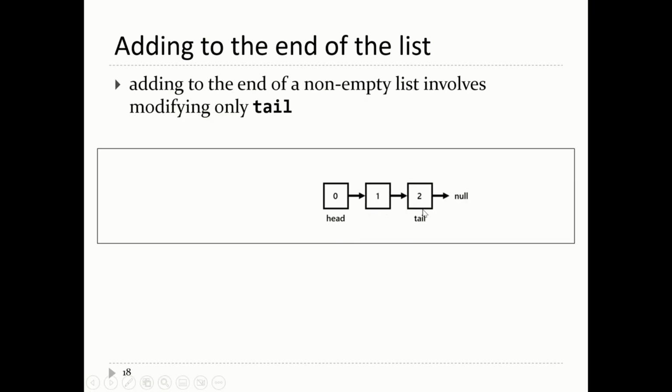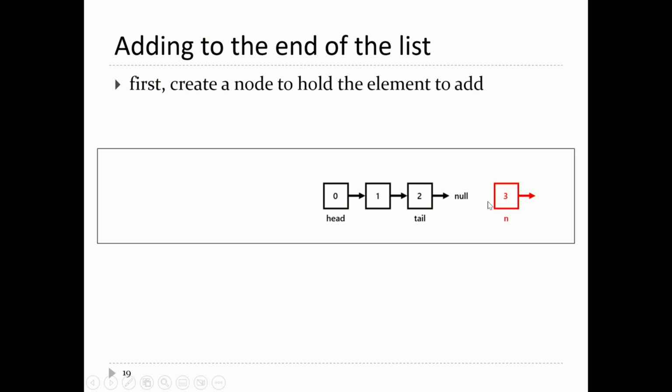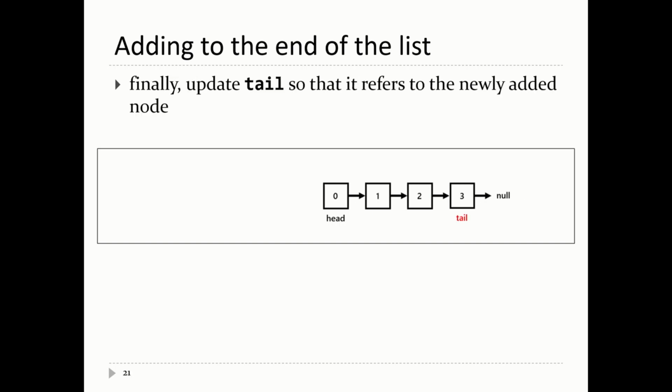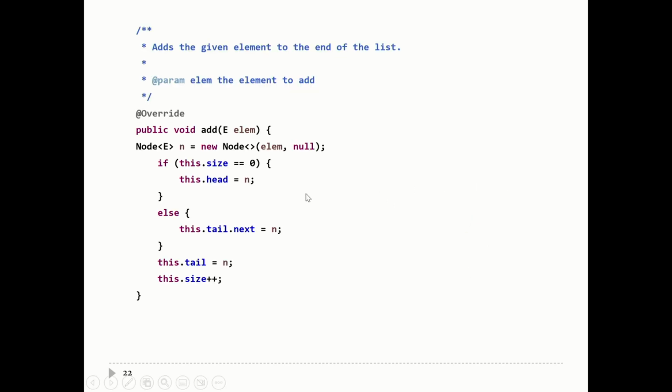Otherwise, when you add to the end of a non-empty list, that just involves modifying the tail. So if I want to add to this list here, you make a new node. You hook the tail up to the new node, like that. Update the size of the list, and away you go. And then finally, update tail so that it now points to the newly added node. So it's easy.